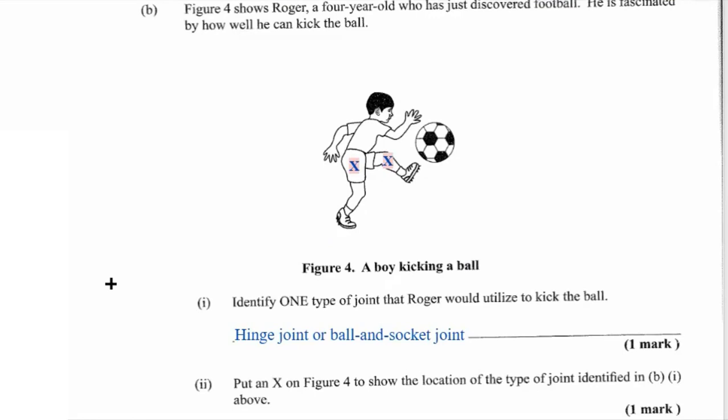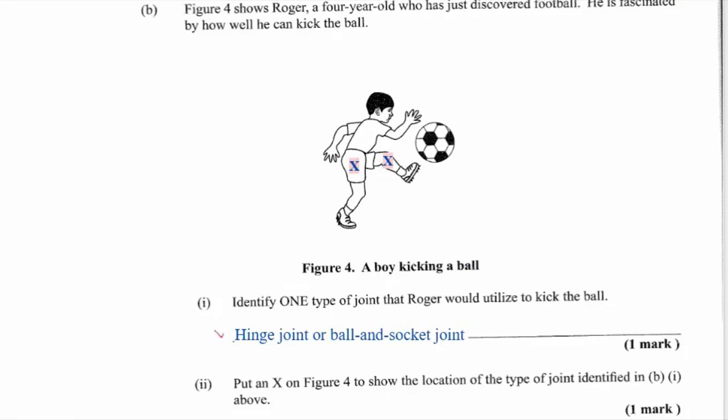Well, he's using his legs to kick the ball, and of course from his knee down, that joint, the knee joint, would be involved in moving his foot up to kick the ball. But the joint at his pelvis is also important because that allows him to position his leg to get under that ball to then kick it. So either joint will be applicable here. You can say either hinge joint or ball and socket joint.